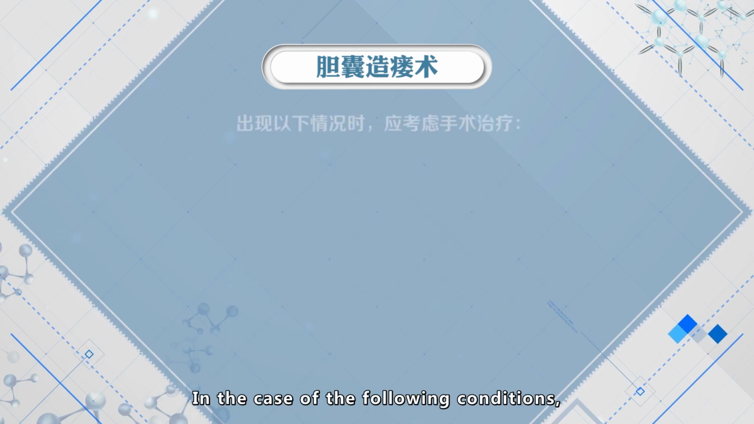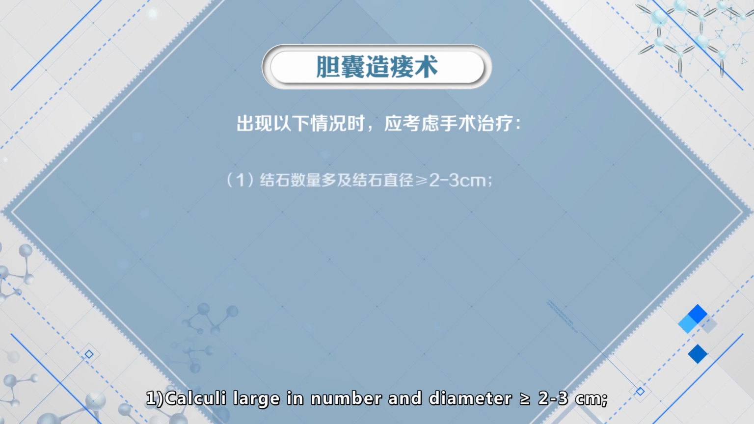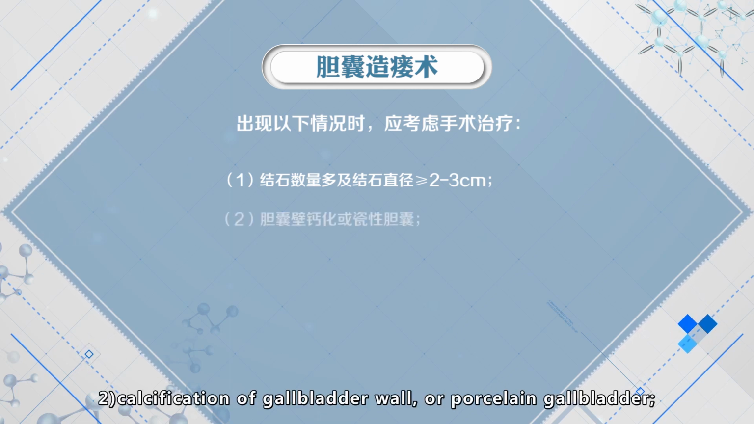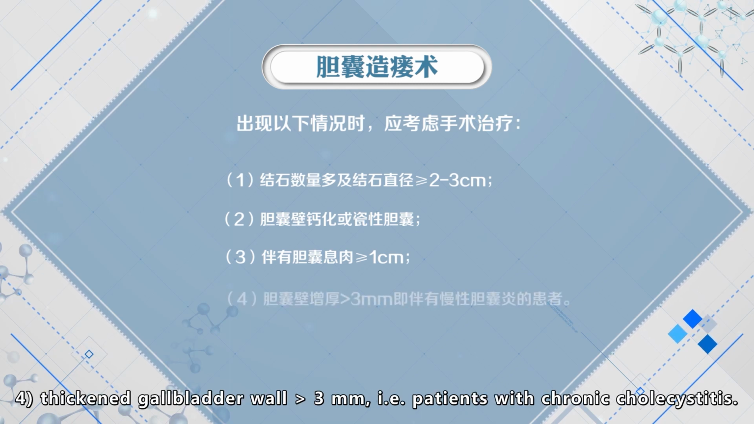In the case of the following conditions, the surgical treatment shall be considered. 1. Calculi large in number and diameter greater than 2 to 3 centimeters. 2. Calcification of gallbladder wall, or porcelain gallbladder. 3. Accompanied by gallbladder polyps greater than 1 centimeter. 4. Thickened gallbladder wall, greater than 3 millimeters, that is patients with chronic cholecystitis.